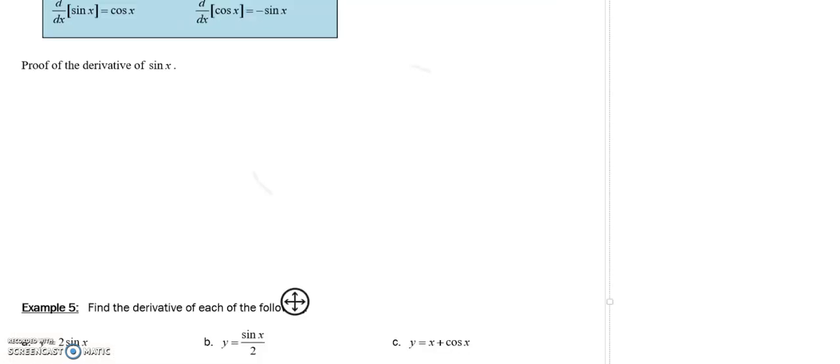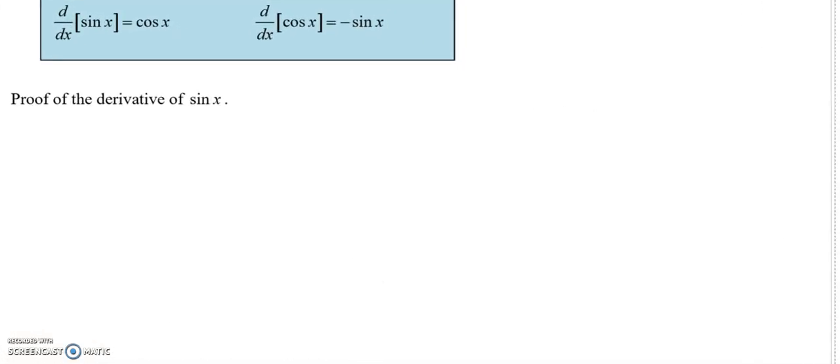So we're going to look at the proof of why the derivative of the sine of x is equal to the cosine of x using the definition of the derivative. So we're going to take the limit as h approaches 0 of sine of x plus h minus sine of x all over h.